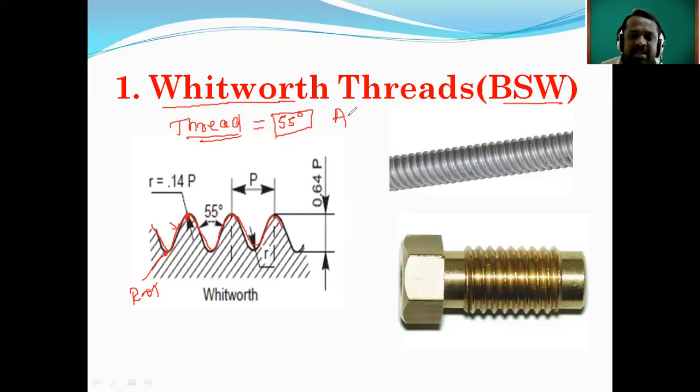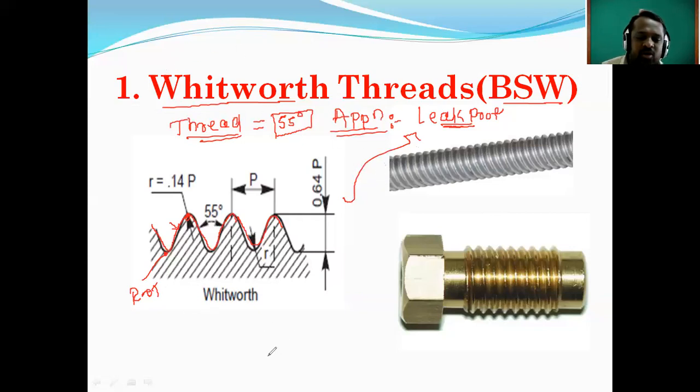And what is the application of this thread? This type of thread is used for leak proof applications. That means in places where we want it completely leak proof, with no leakage, where a nut and bolt are to be used, we use such a type of thread for leak proof applications. Those are the 2 points you have to remember regarding this thread.